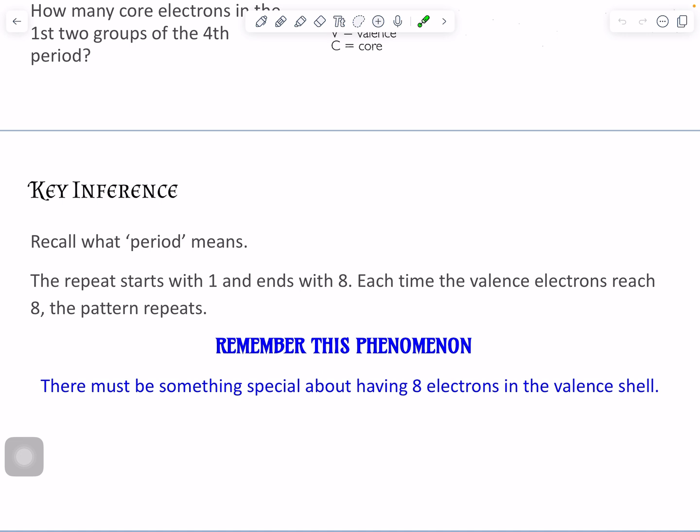So key inference. Recall what period means. We notice the repeat of valence electrons starts with 1 and ends with 8. So each time the valence electrons reach 8, then you start over again with a new period. So you want to remember this phenomenon, and then also we can infer there must be something special about having 8 electrons in the valence shell.